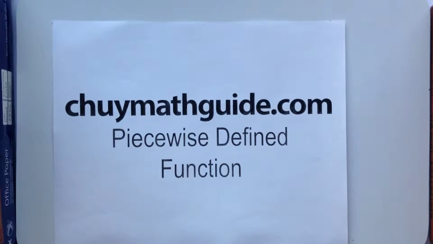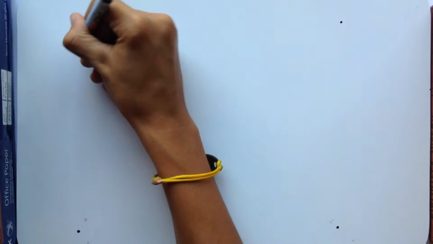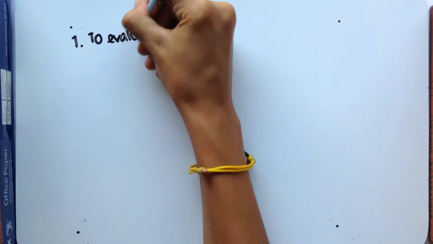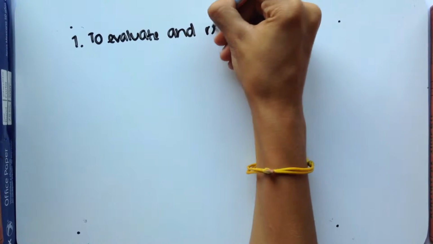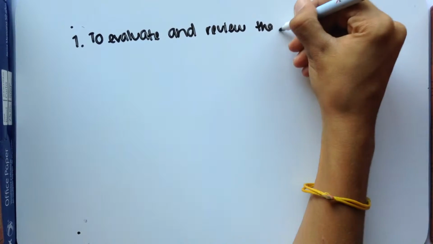starting with a basic and simple problem with a 3 piecewise function. But first, we have to worry about the steps we have to follow in order to solve the problem. The first step will be to evaluate and review the equation.